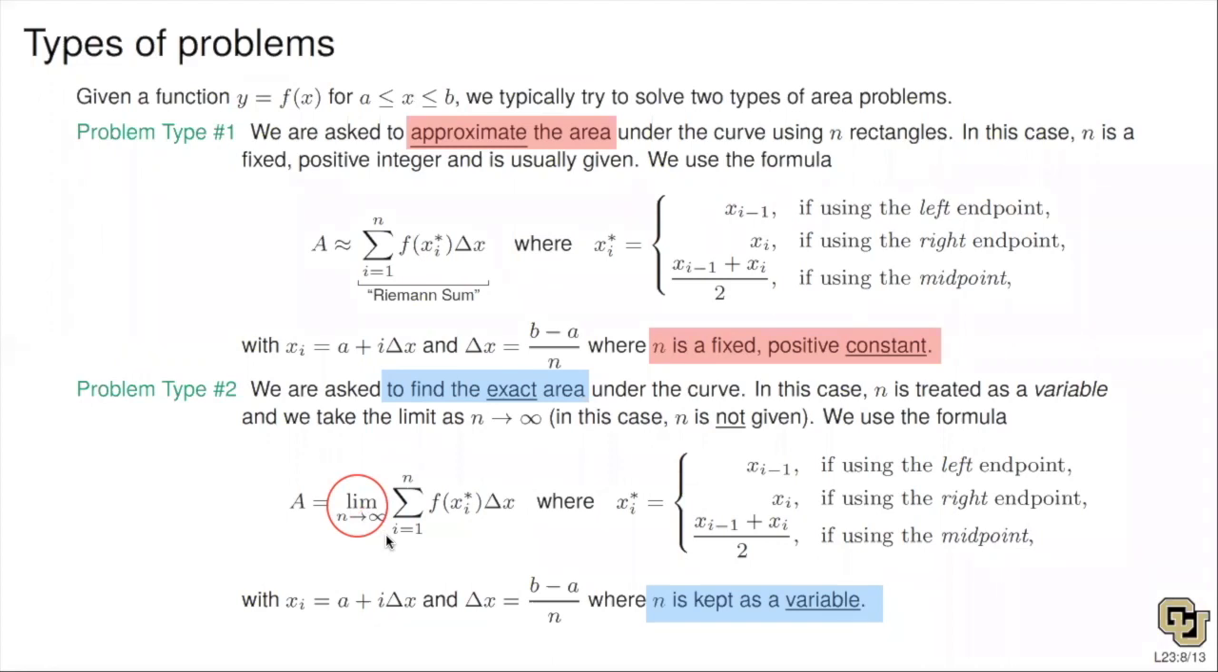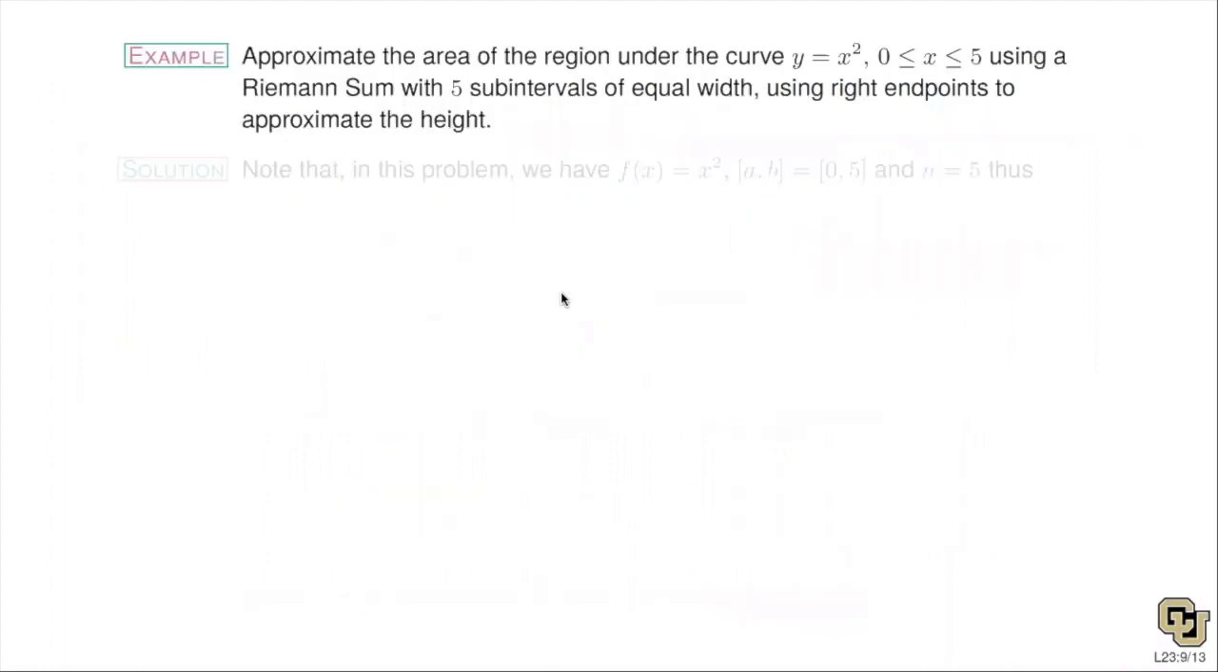In the approximate the area problem, n will be a fixed constant. However, in the finding the exact area problem, n will not be a constant. N will just be the letter n. And so that's why sometimes when people are trying to do the exact problem, they're trying to figure out what n is, and that's the issue. N isn't anything. N is just the letter n for the exact area problem.